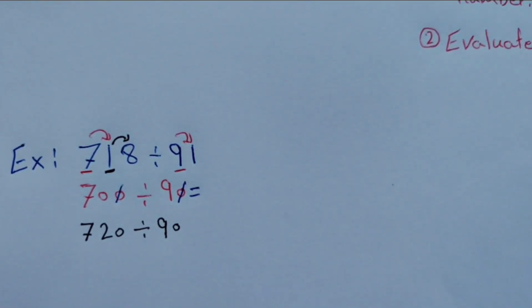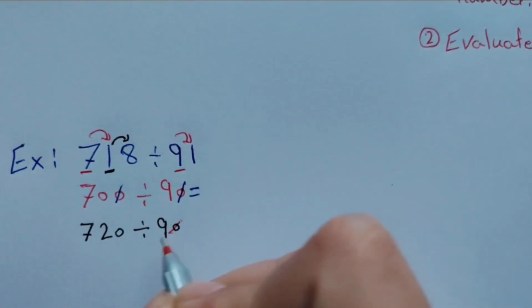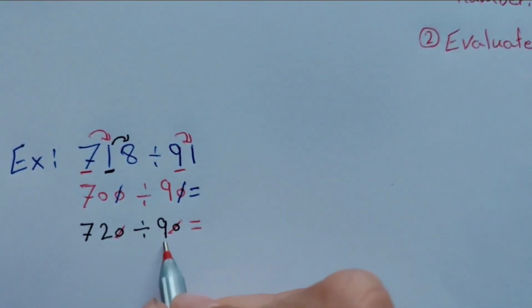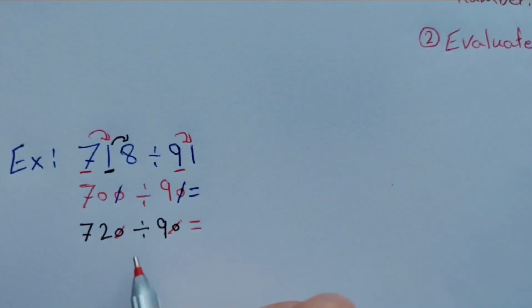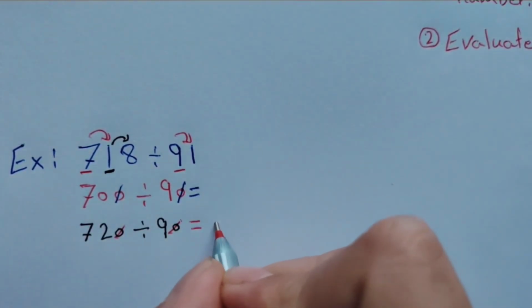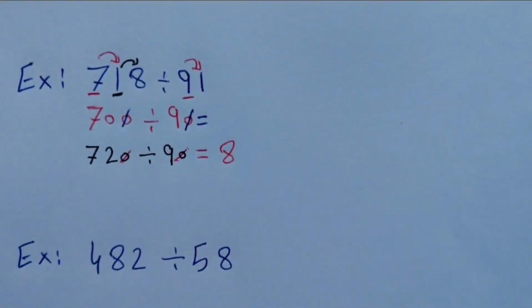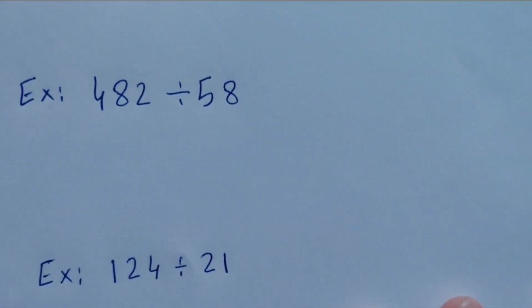Now, same thing, we'll cancel that 0 with that 0. What's left? 72 divided by 9. And 72 is a multiple of 9, which is 9 times 8 is equal to 72. Then we say 72 divided by 9 is 8. Okay, another one.